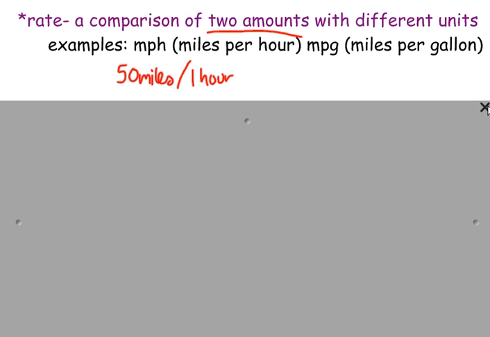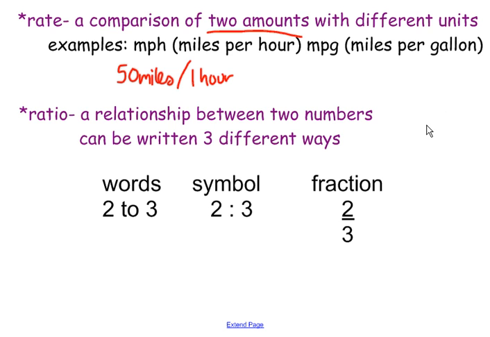Moving on to ratios. A ratio is a relationship between two numbers, and they can be written in three different ways. And this is going to be something you'll need to know. Using the word to, T-O, I can write the ratio 2 to 3. I can use this symbol, which is a colon, and it's still said the same way, 2 to 3. And this can also be written as a fraction, as 2 over 3.